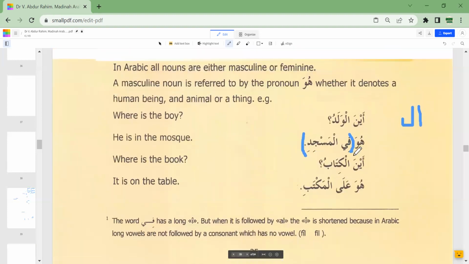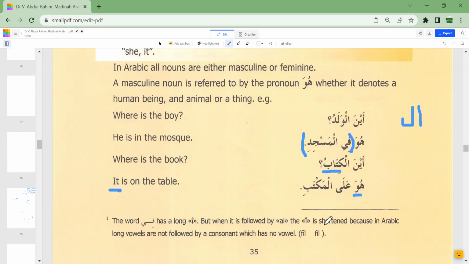Oh, yes. And also for objects. If we talk about the book, al-kitabu, it's an object, but it's masculine. In Arabic, all of the nouns have a gender. Even if they're objects, they have a gender. So al-kitabu is masculine. When we ask, ayn al-kitabu, we have to say huwa ala al-maktabi. And when we do the translation, it's it, because we're talking about the book.